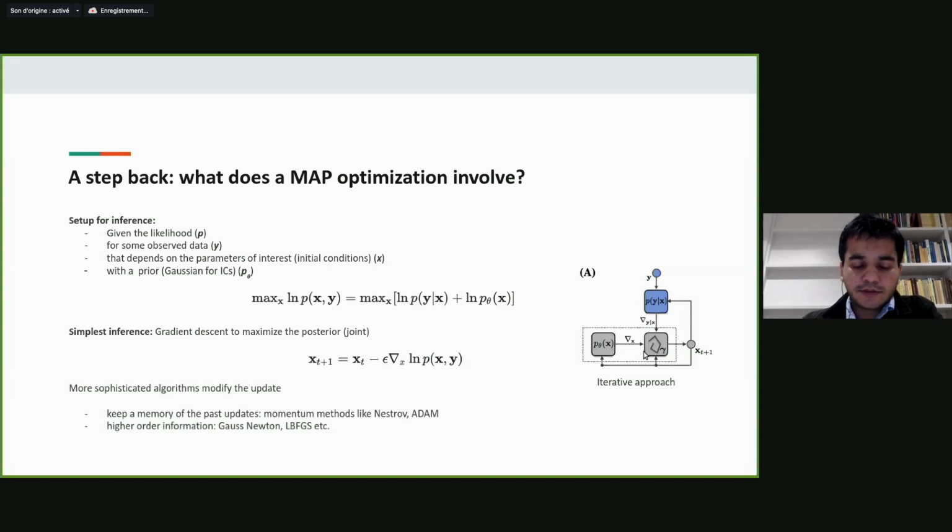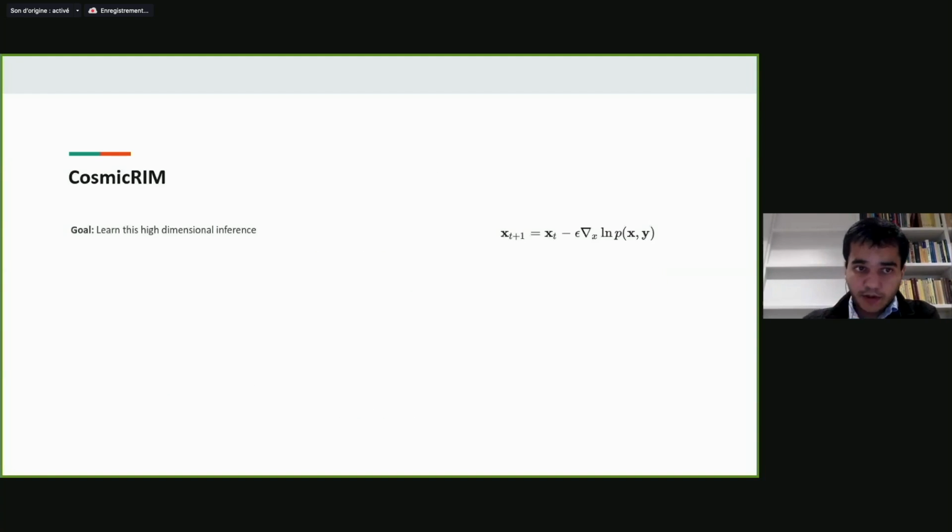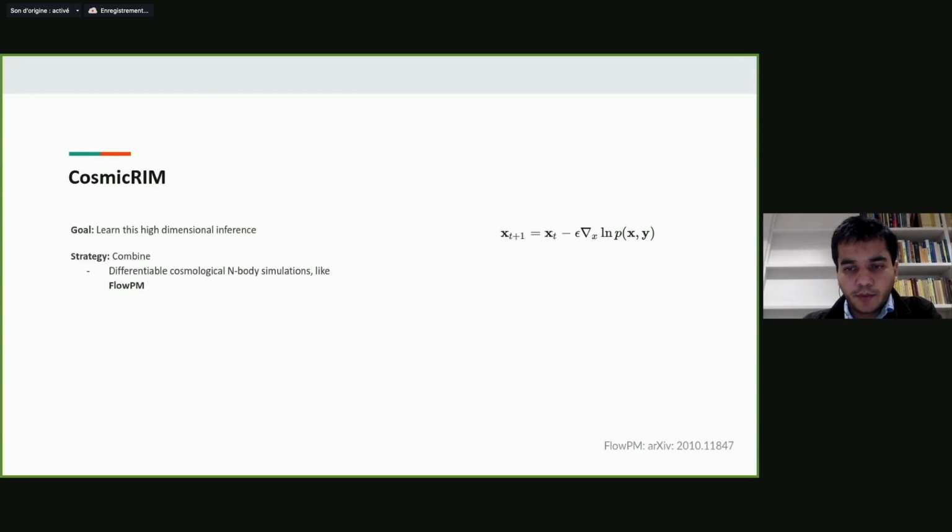If you think about more sophisticated algorithms that perform better than this, they essentially modify the update equation here. For example, momentum methods keep a memory of the past update, or Gauss-Newton and LBFGS use higher order Hessian information. So that motivates CosmicRIM, and what we now want to do is essentially learn this high dimensional inference problem, like how to do updates here. And the strategy is to combine differentiable cosmological simulations like FlowPM, which give us the gradient for this forward model, with a learned optimization scheme.